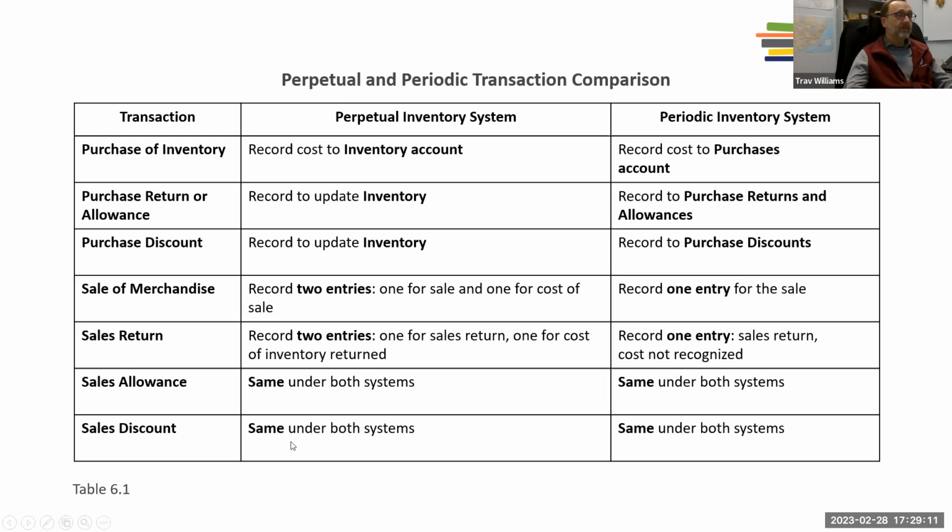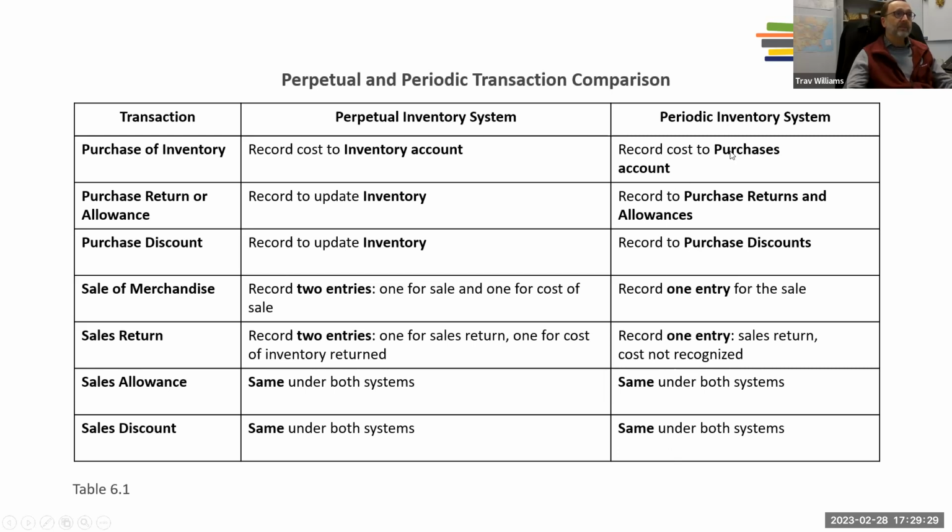The sales discount is also going to be the same in both systems. If you're giving a sales discount, it's a debit to sales discounts, credit to cash if they've already paid, or credit to accounts receivable if they haven't. Okay, so that's the same under both.